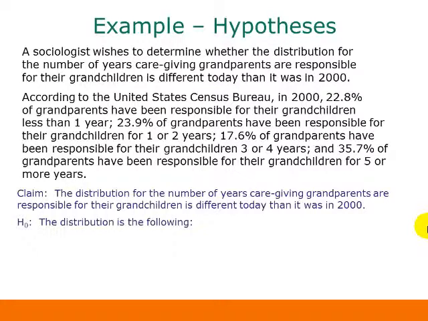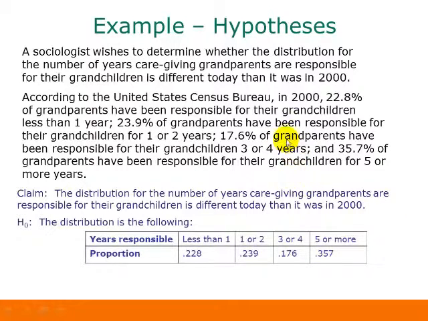So our null hypothesis is that the distribution is the same as the information from 2000. So here we are just putting the values in a table to make it more clear. So we have the number of years responsible, and then for each one we have the percentage that we were given up here just turned into a decimal form. So that's the claimed distribution. Our alternative hypothesis is that the distribution is different than this one that's given in the null hypothesis.